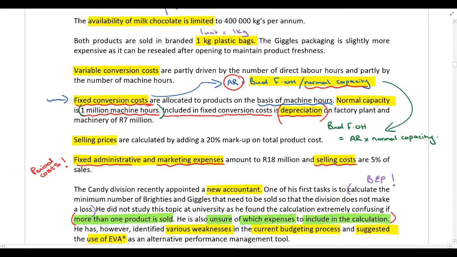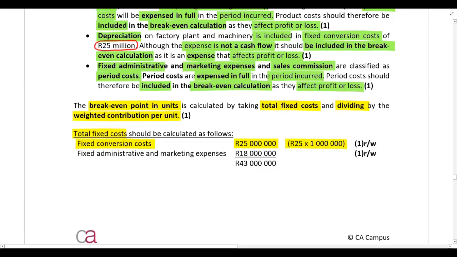Then there's one other fixed cost. We have the fixed admin and marketing expenses. So we just need to include that in the calculation over there. And that gives us total fixed costs of 43 million Rand. All right, so very simple calculation, guys. You shouldn't have struggled with that.